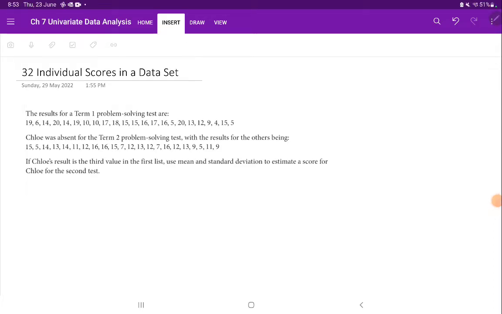Alrighty, so today we want to have a look at how we actually compare an individual score in one data set and use that as a predictor to predict our values in the next one. And we're going to be using the mean and the standard deviations.